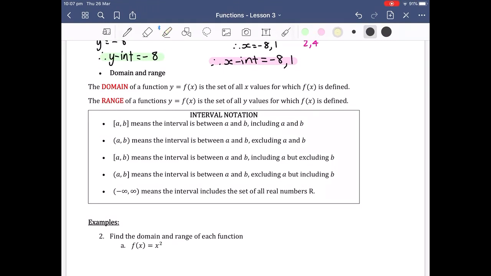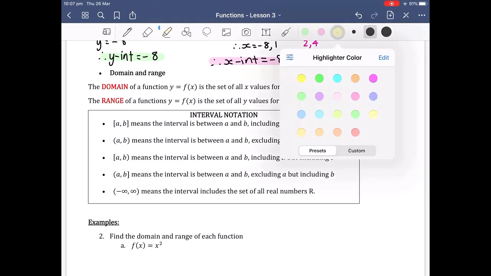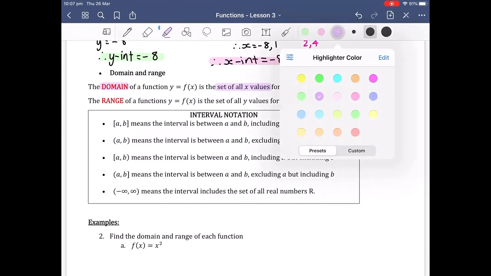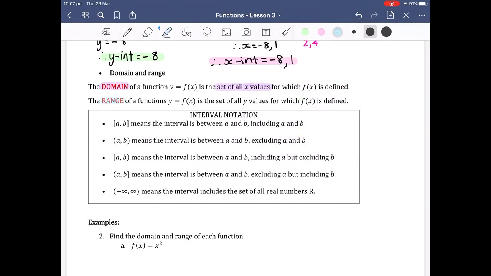Moving on to the domain and range, the domain of a function is the set of all x values for which f(x) is defined. And then we have our range. The range of a function y equals f(x) is the set of all y values. Now when we write our domain or our range, we write them in interval notation.